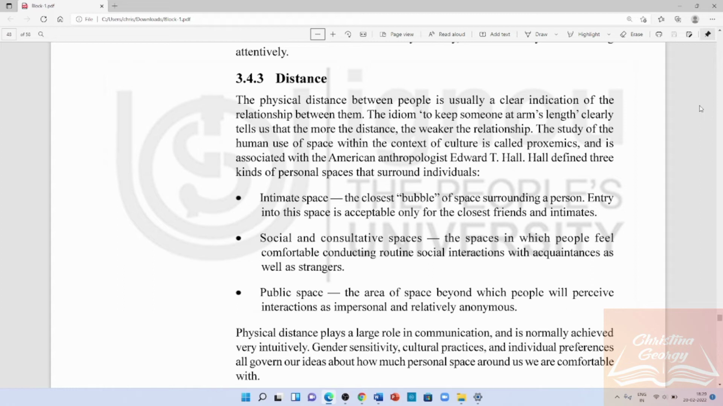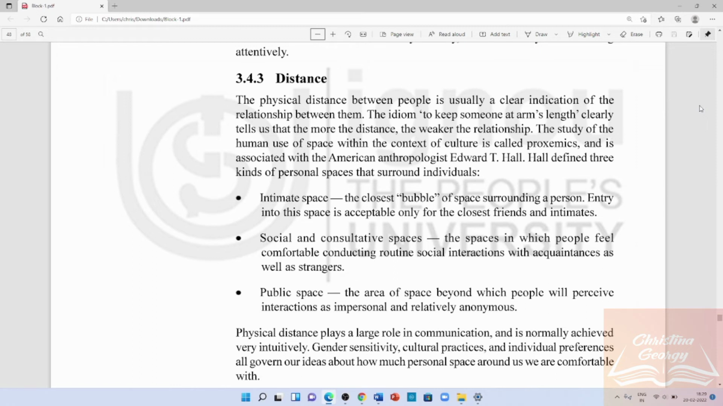So what do you mean by the intimate space? It is the closest bubble of space surrounding a person. Entry into the space is acceptable only for the closest friends and intimates. So to put it in simple words, intimate space would include anybody so close or dear to you.